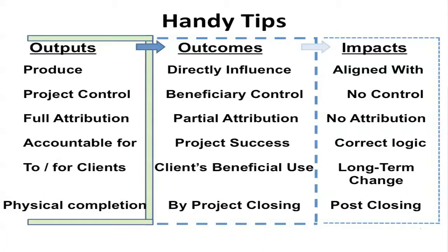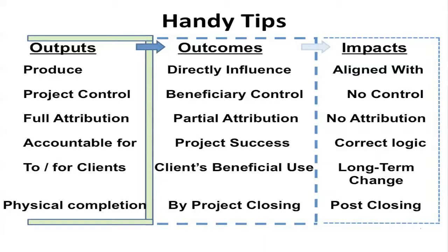Who? So outputs are for whoever your clients or the beneficiaries are. Outcomes are really meeting the needs and the use by the clients or beneficiaries. Impacts, long-term change. And finally, when.